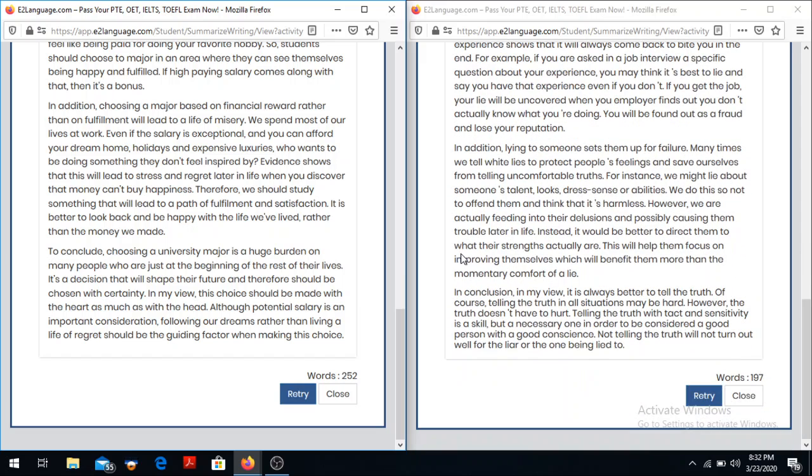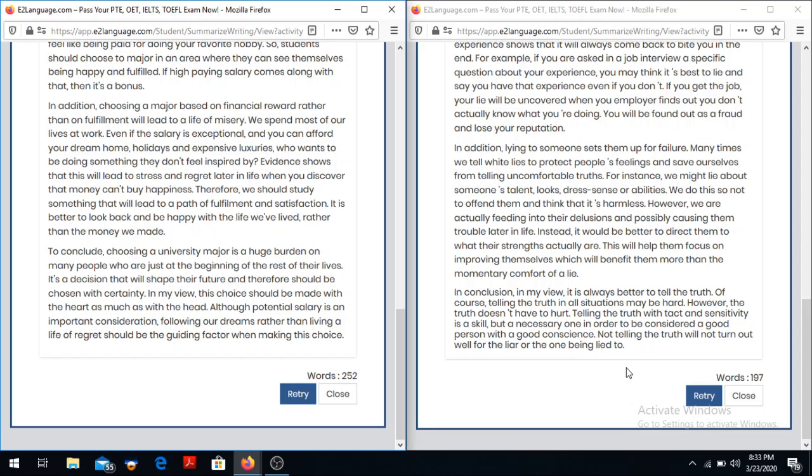So now let's go to the right side. Conclusion. In conclusion, in my view, it is always better to tell the truth. Of course, telling the truth in all situations may be hard. However, the truth doesn't have to hurt. Telling the truth with tact and sensitivity is a skill, but a necessary one in order to be considered a good person with a good conscience. Not telling the truth will not turn out well for the liar or the one being lied to.